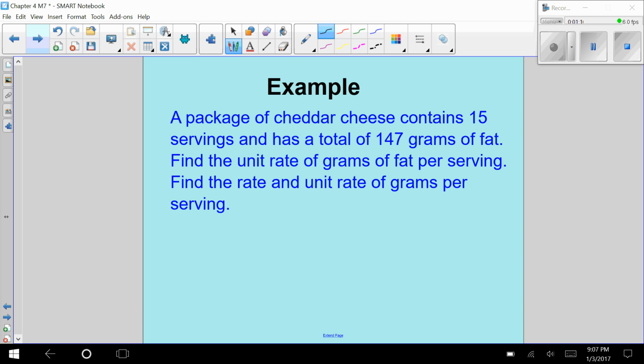So let's start with an example. A package of cheddar cheese contains 15 servings and has a total of 147 grams of fat. Find the unit rate of grams of fat per serving. So let's start with our rate. We take grams of fat per serving. So we're going to take 147 grams of fat per, which is always going to be our division, 15 servings.